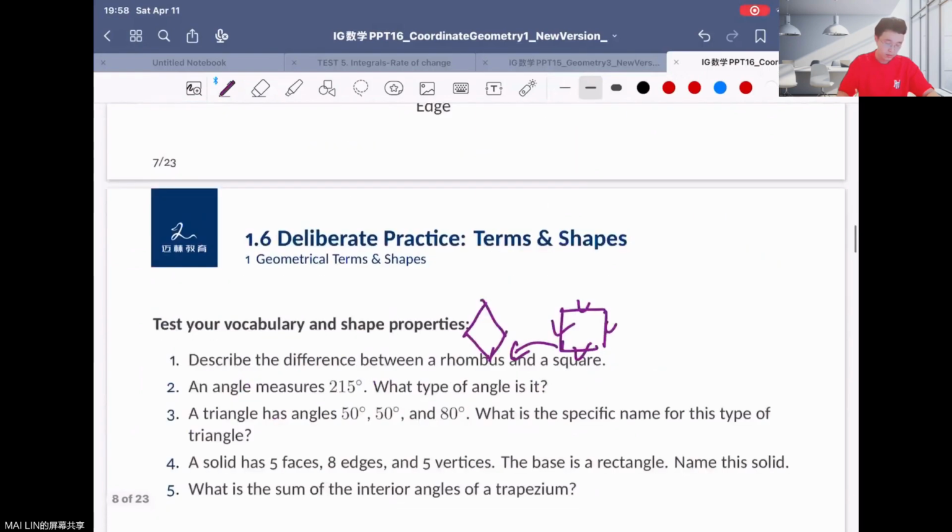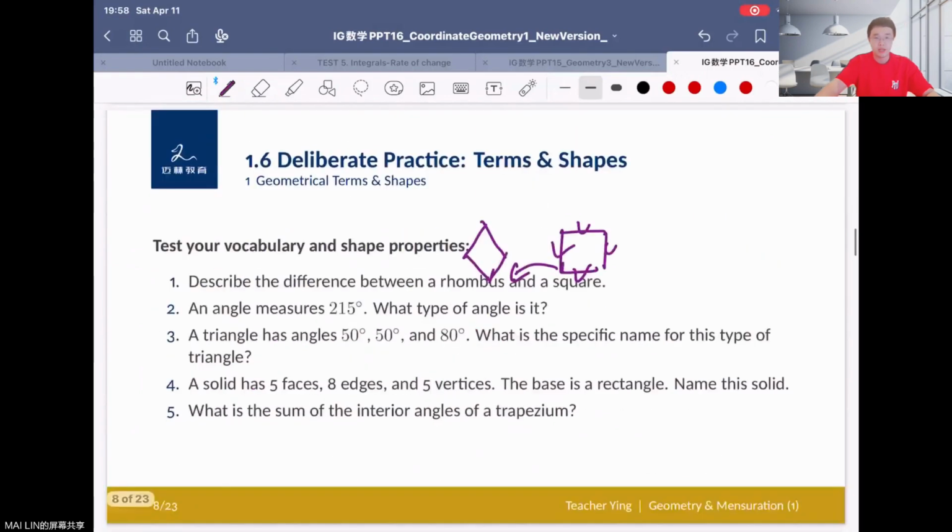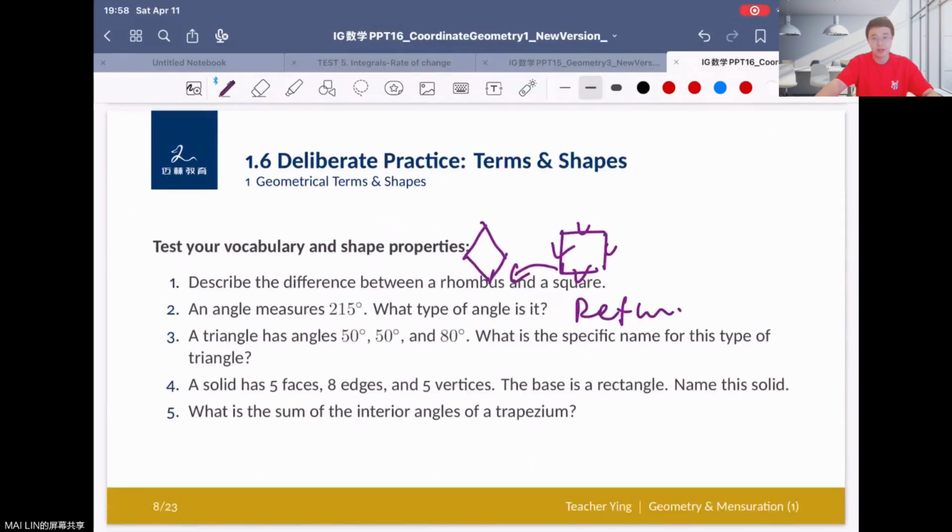For problem 3, a triangle has angles 50 degrees, 50 degrees, and 80 degrees. What is the specific name for this type of triangle? You can find here that two angles are equal to each other, they are both 50, and the biggest angle is 80. So we can say it must be a symmetrical shape. So we can say that is an isosceles triangle. So that is problem 3.